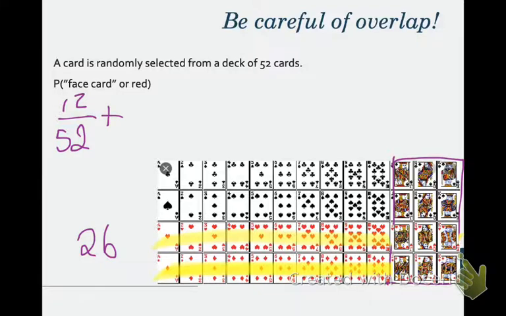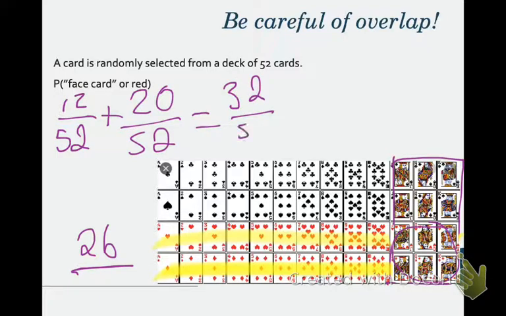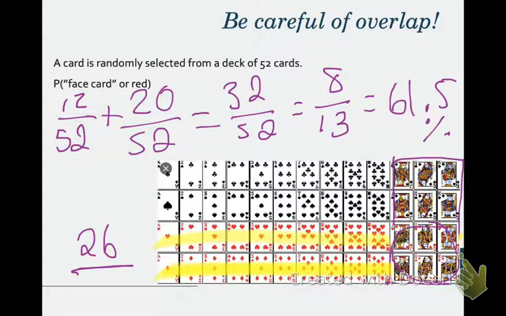All right, so I'm just going to add up 1, 2, 3, 4, 5, 6, 7, 8, 9, 10, plus 10 is 20. Or I took 26, which is the total amount of red, and subtracted these six face cards. So plus 20 out of 52. I add that together, it's 32 out of 52, which is 8 out of 13, which I don't remember what that percent is right now, so give me 1 second. And that makes sense because it should be over half, over 50%, because I'm using up all the red cards plus some face cards, which is over half the deck.